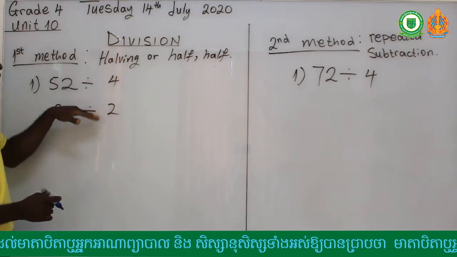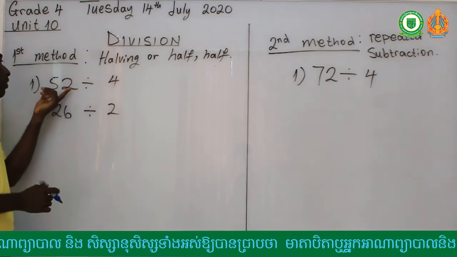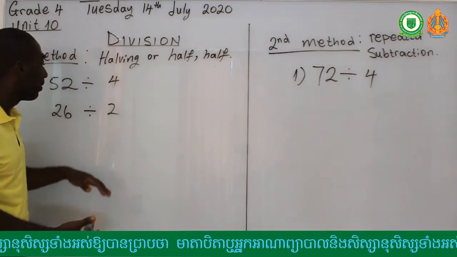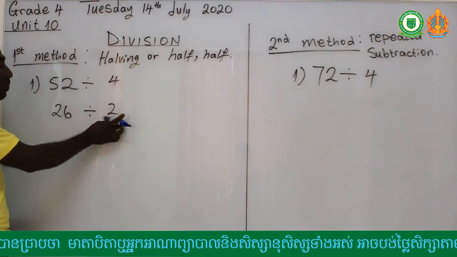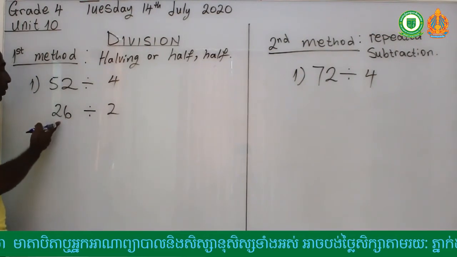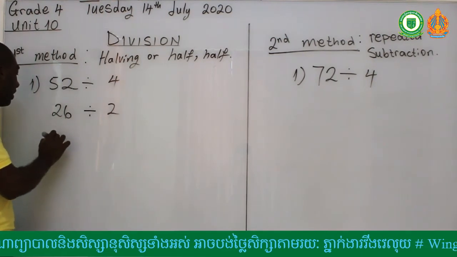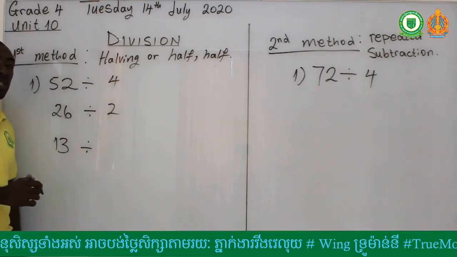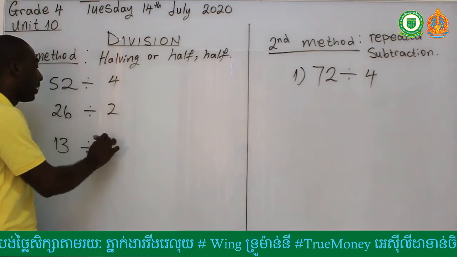Now we have gone halfway because half of 4 is 2. Half of 52 is 26. So we have to go one step down until we have 1 here. So we divide here by 2 and this place by 2. So when we divide 26 by 2, it's going to give us 13. We put our division sign. We divide here by 2, and that is going to give us 1.